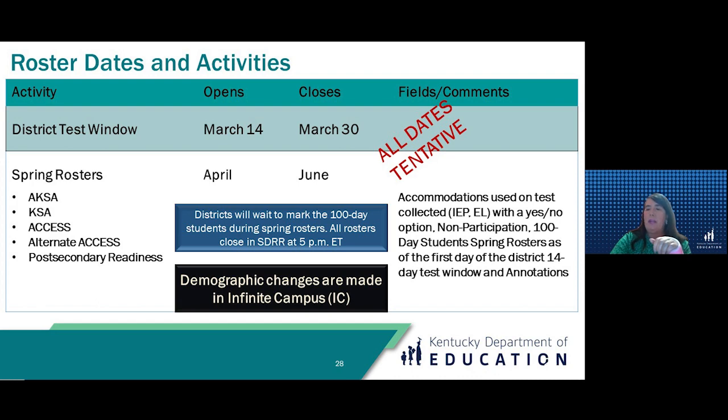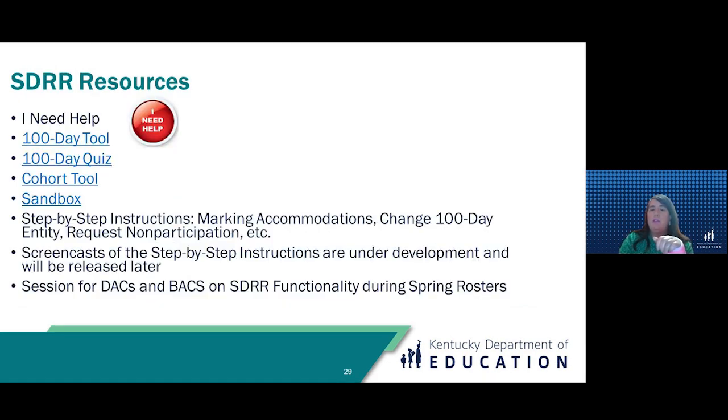And we've gone over the things that you can do in SDRR and making sure everything is correct. Also, you want to make sure that you do go over the resources. That's going to be important for you to know and be able to get to, because for the I need help, you're going to have that. You're going to have not only the I need help button, but all of these things are also underneath the I need help button. You'll have the 100-day tool, the 100-day quiz to help you with your 100-day accountability.